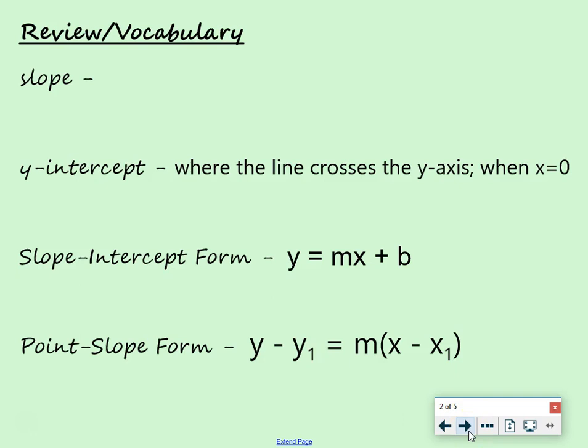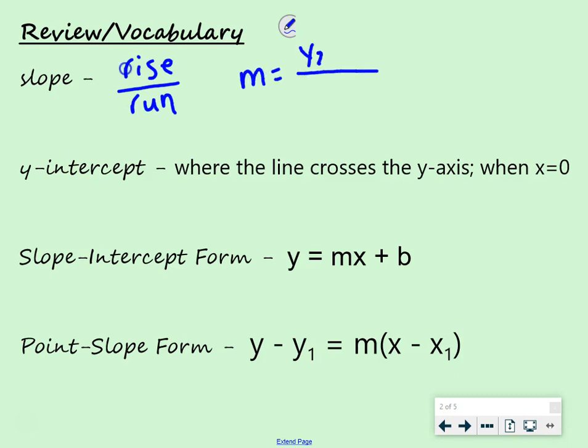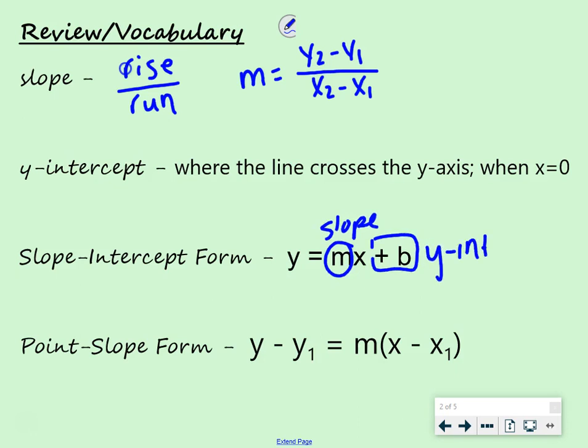Review. Slope is rise over run, change in y over change in x. Our slope formula, remember, is m equals y2 minus y1 over x2 minus x1. Super important. Make sure you have that down. Y-intercept: where the line crosses the y-axis, when x equals 0. Slope-intercept form is y equals mx plus b, where m is our slope and b is our y-intercept.